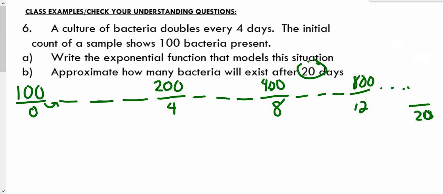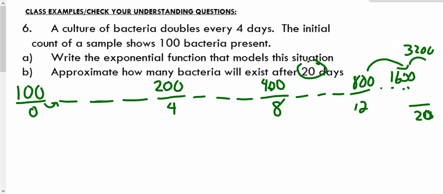Okay, and I can use this pattern, but what if day 20 doesn't happen to fall on exactly a doubling period? This one actually conveniently does, right? Because 4 days after 12 is 16, and then 4 days after 16 is 20. So I actually already know this answer because at 16, I'm going to be at 1600, and then at 20, I'm going to be at whatever double 1600 is, which is 3200. So I actually already figured out my answer to part B just by counting.